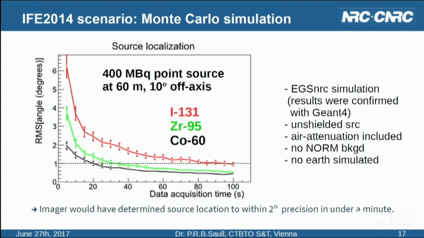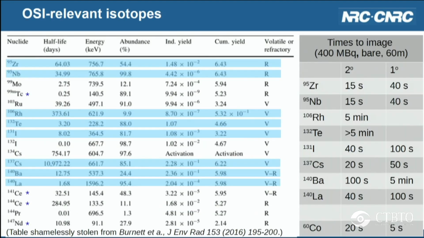Iodine-131, which is the thing it was supposed to be a proxy for, is up here, and you can see it takes a little longer to image, but if you were to stick with 2 degrees, you can see that we can reconstruct the source position to within 2 degrees precision in under a minute for iodine-131, cobalt-60, and also another OSI isotope of interest, zirconium-95. Now, these simulations were done without any NORM background, unlike Steve's talk yesterday, and no Earth was simulated, but air attenuation was taken into account.